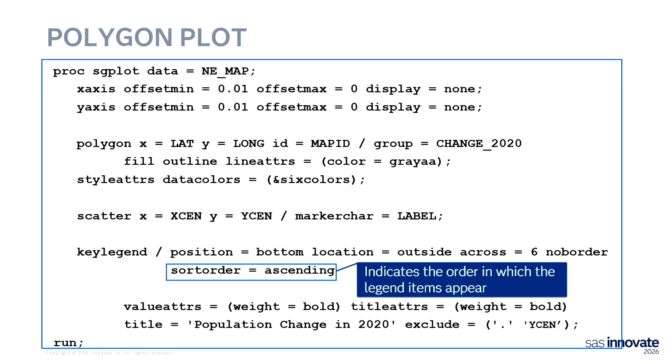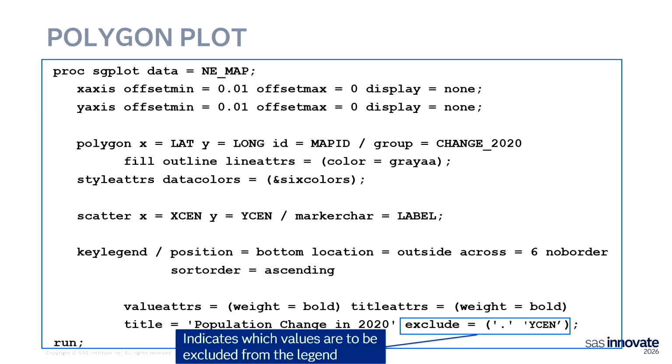The AnyMap data set is sorted by state code, thus the value for the legend for MA change in population, i.e. 7.4, would be the second item and not the last. Note that the legend values are the formatted values. And the exclude statement under the keylegend allows you to suppress the Y centroid and missing values.